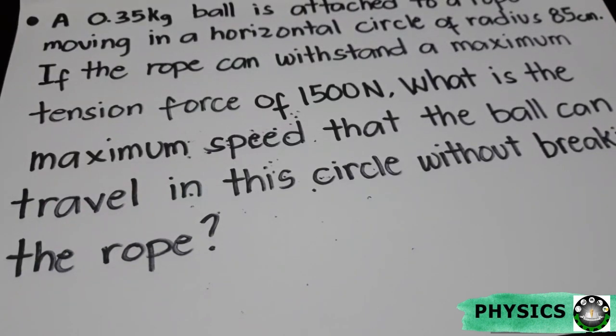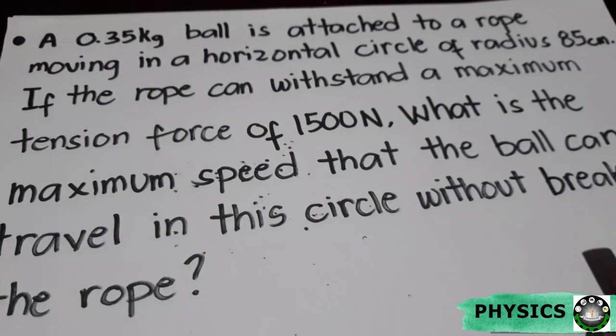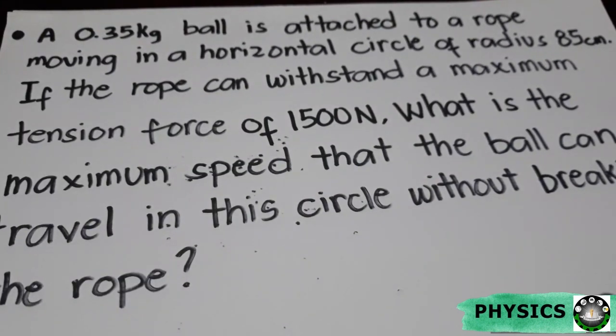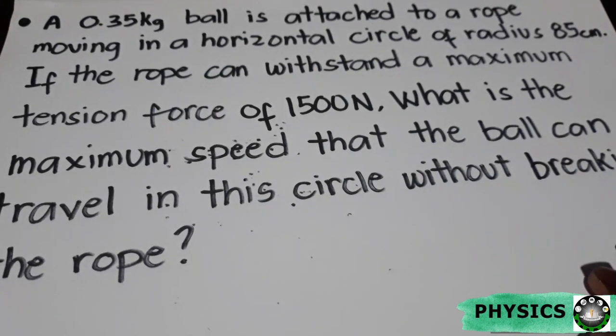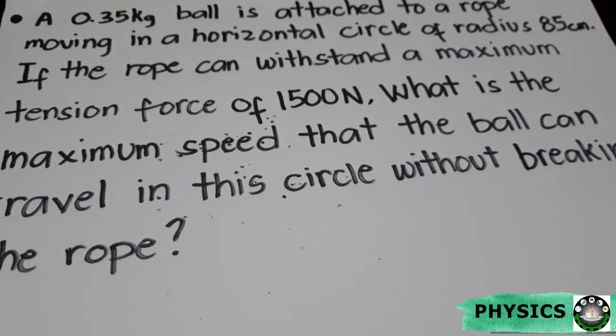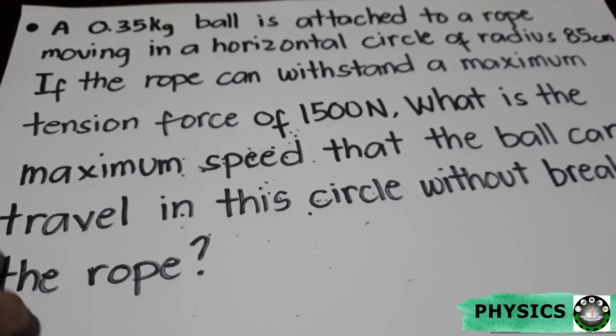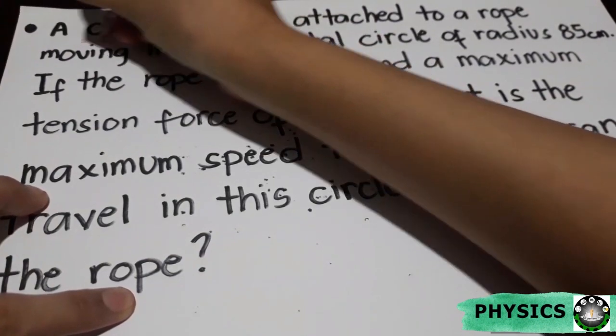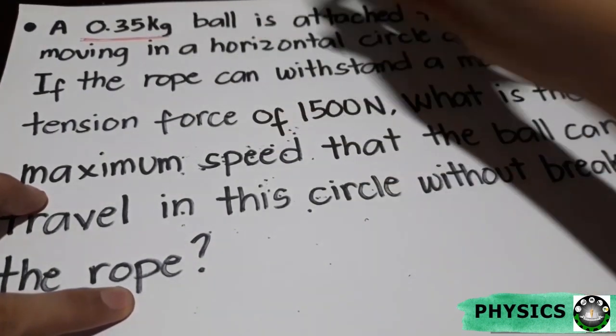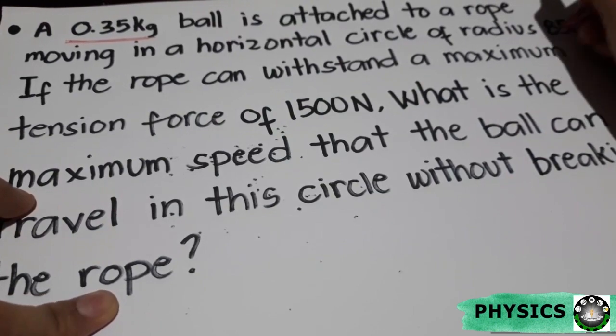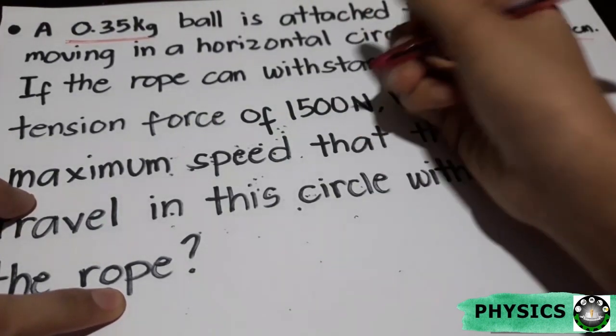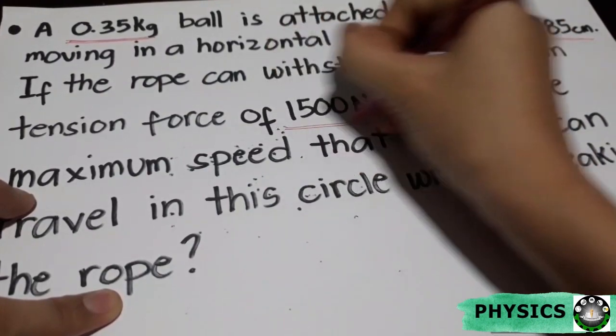For the last example, we have a 0.35 kilogram ball attached to a rope moving in a horizontal circle of radius 85 centimeters. If the rope can withstand a maximum tension force of 1,500 Newton, what is the maximum speed that the ball can travel in this circle without breaking the rope? So we have here 0.35 kilograms as our mass, radius of 85 centimeter, and a tension force of 1,500 Newton.